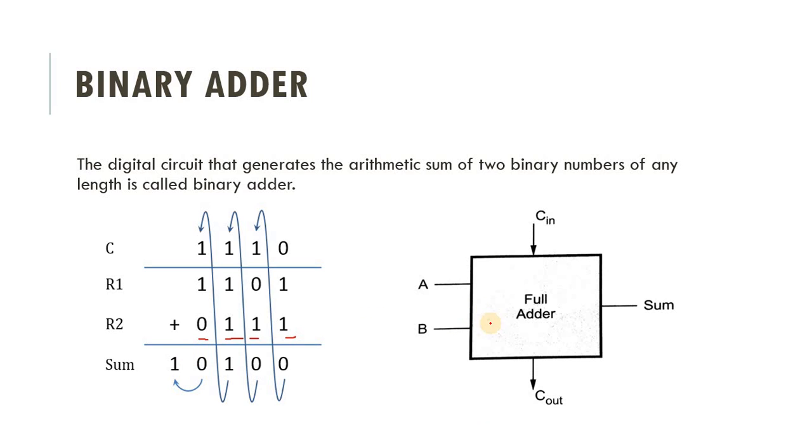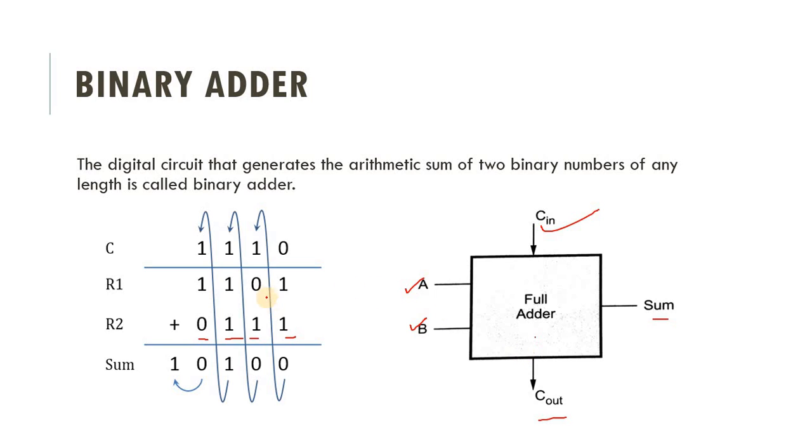Okay, so a full adder requires three inputs: the input of register A, the input of register B and some carry input. These three inputs are given to the full adder and it generates the sum as well as the carry. And why are we using a full adder rather than a half adder? The full adder is used when we want to add more than 2 binary bits.